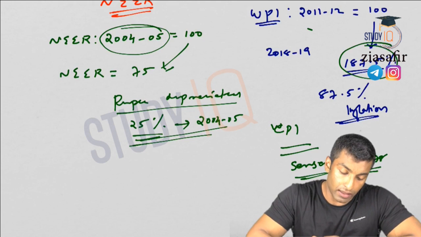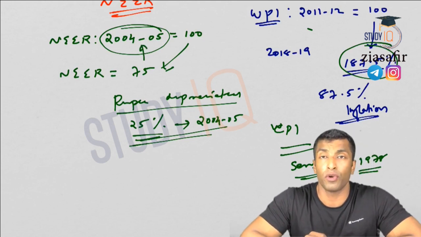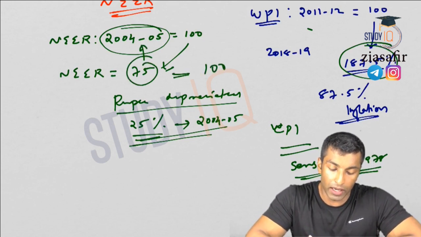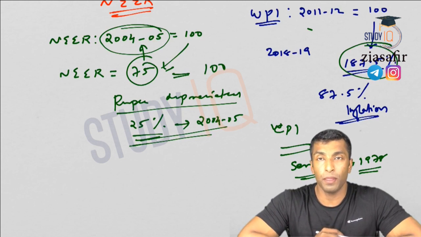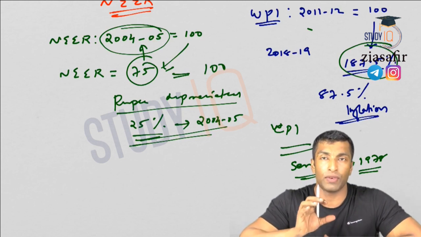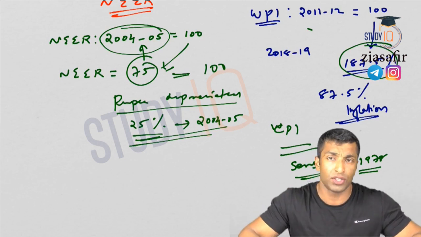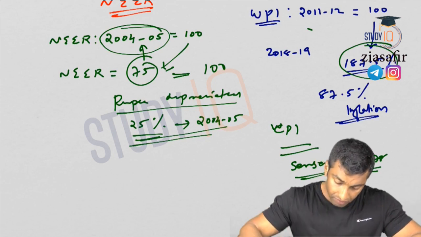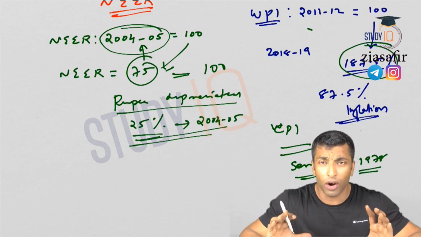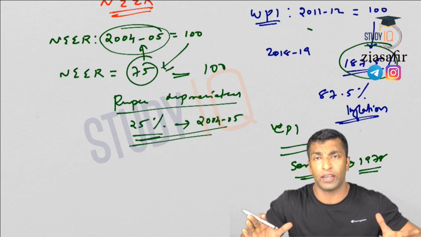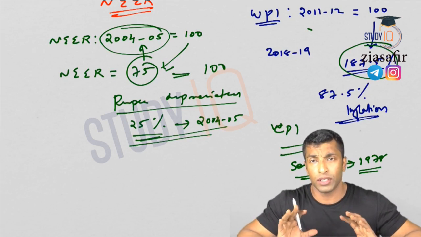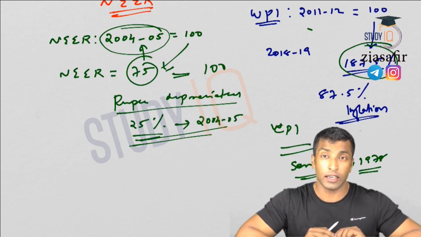And if I change the base year from 2004-5, the 75 will automatically become 100. That is why I told you that's a base value, and NEER is actually measuring the change. RBI and IMF all have different nominal effective exchange rates. It all depends on the currency index.